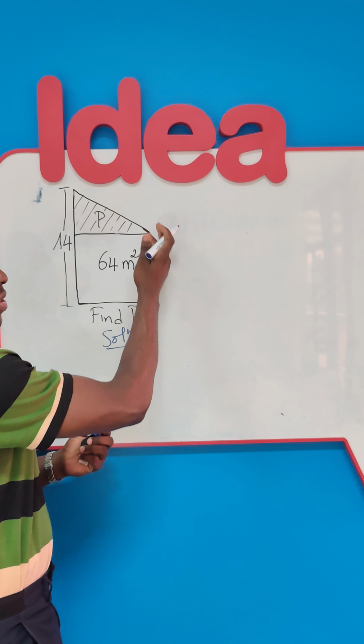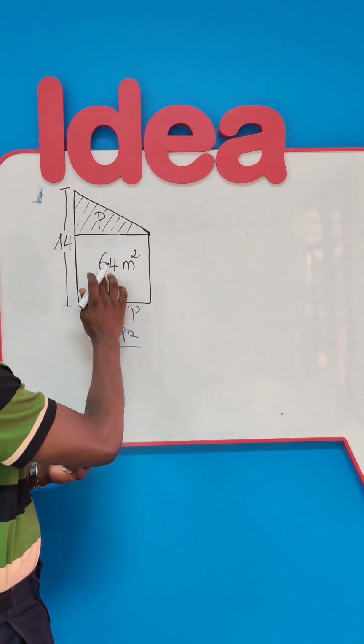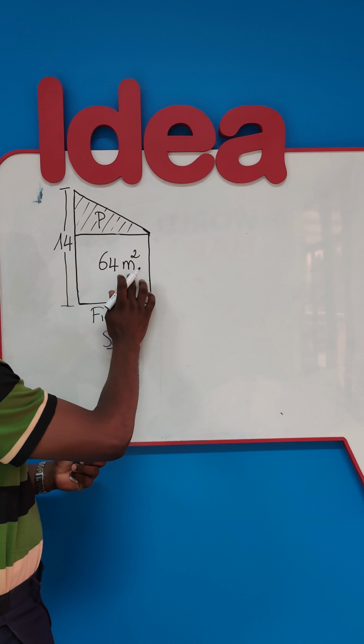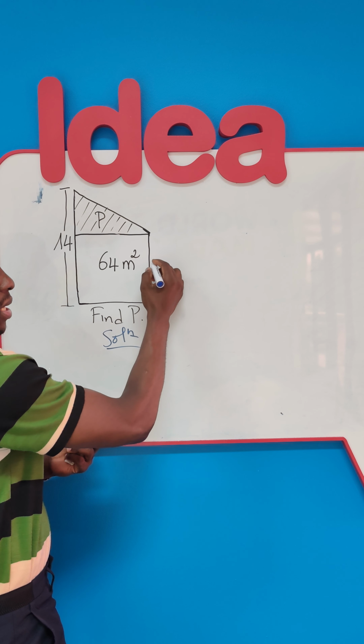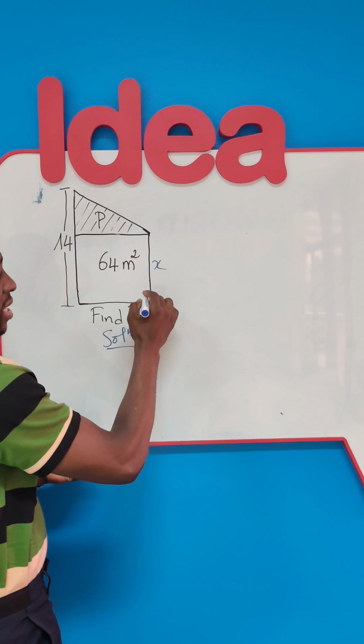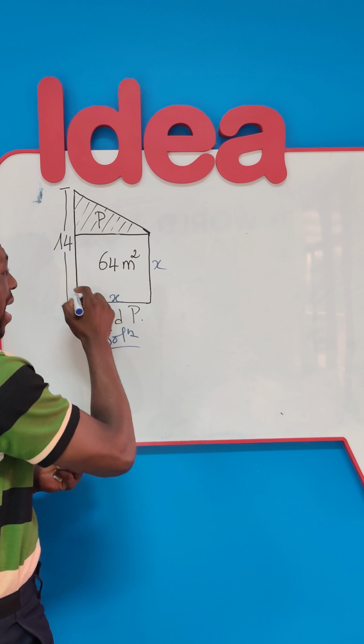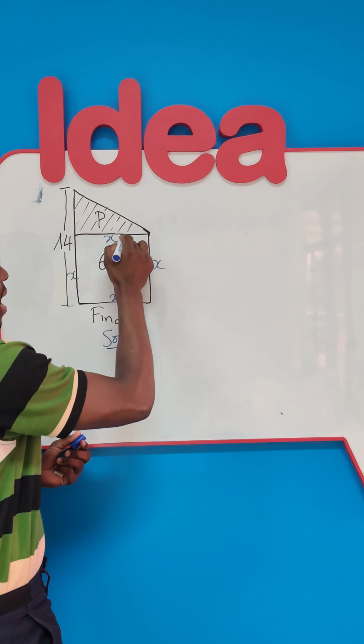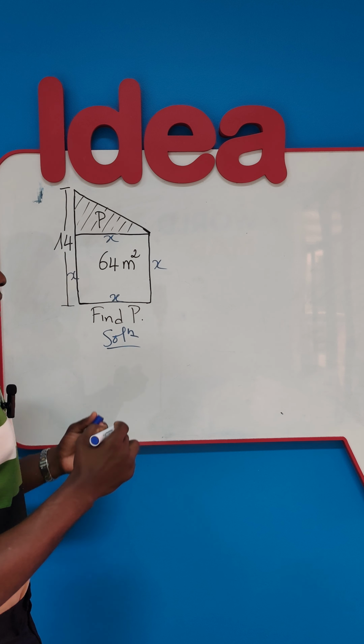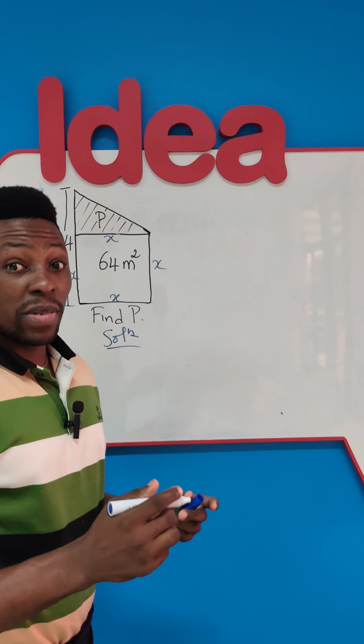Having observed that this is a square and we are given the area of the square, let's represent the sides of this square by say x. Alright, so if this is really a square and this is x, it means this is also x, this is another x, and the last x here. Now we have the area of the square which has been given.